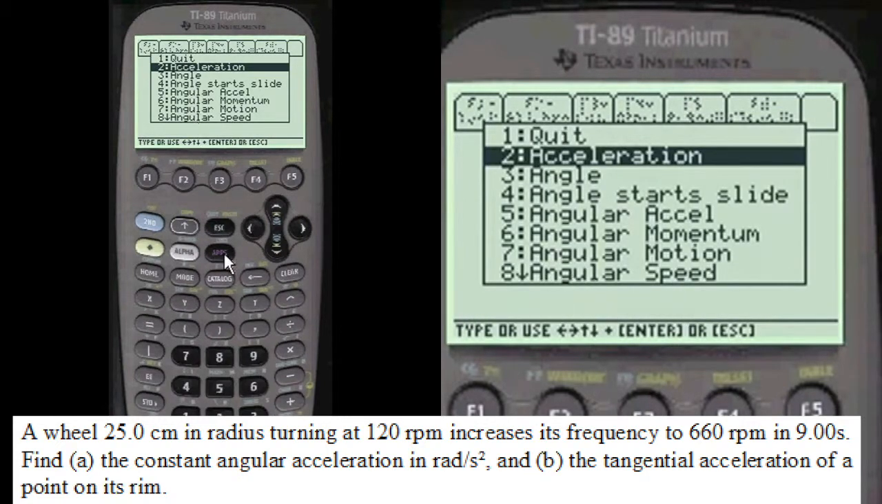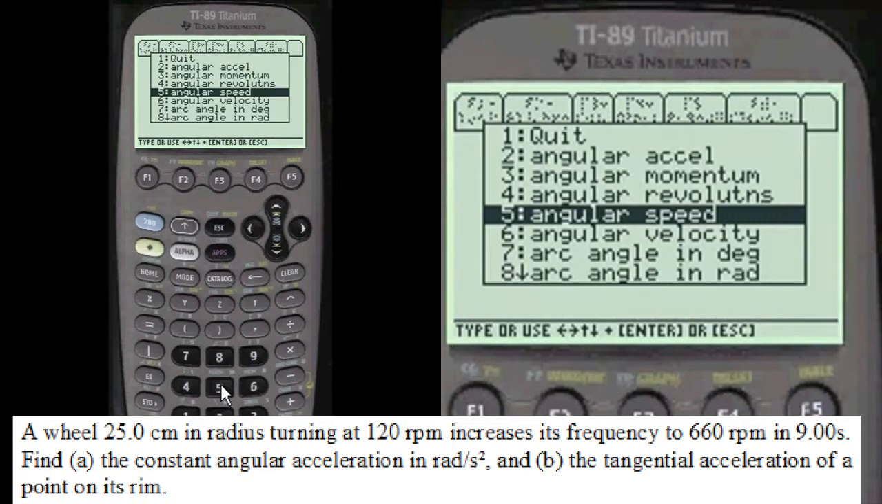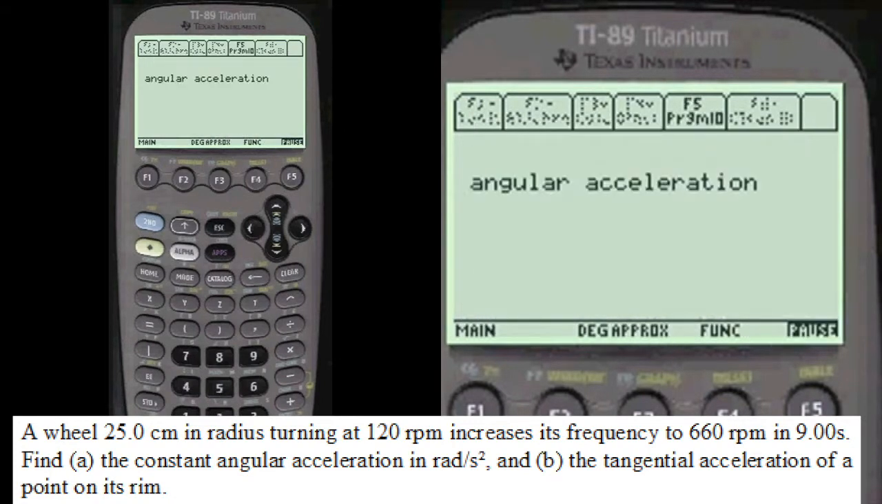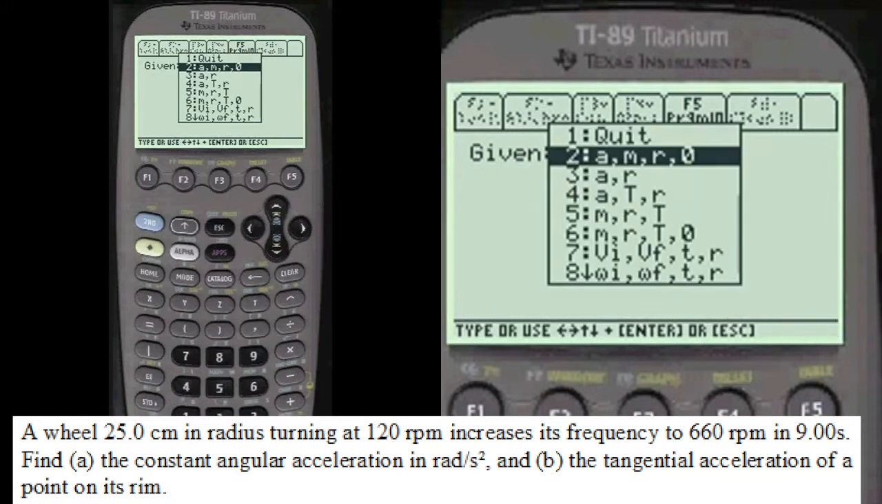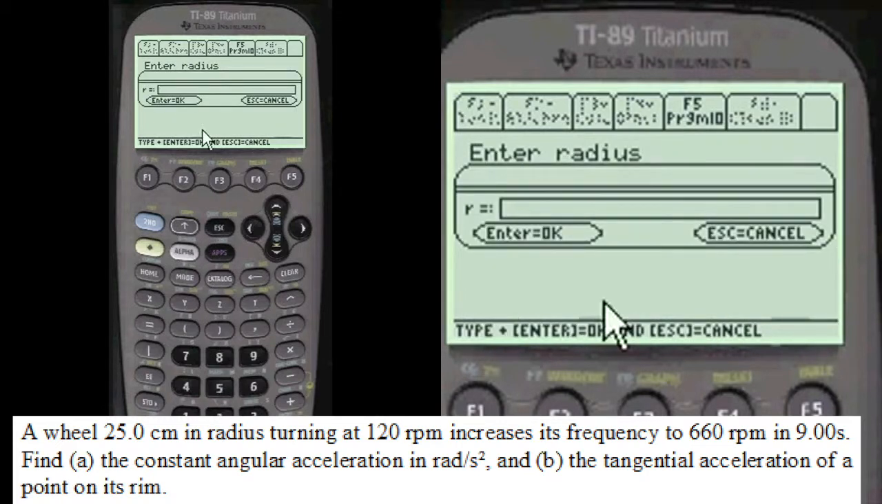Number 5, angular acceleration. Number 2, angular acceleration. And number 8, this W sign here is a Greek letter called omega, and it means revolutions in physics. So keep that in mind, okay? Enter the radius. You have to press alpha before you enter anything in these entry lines here.